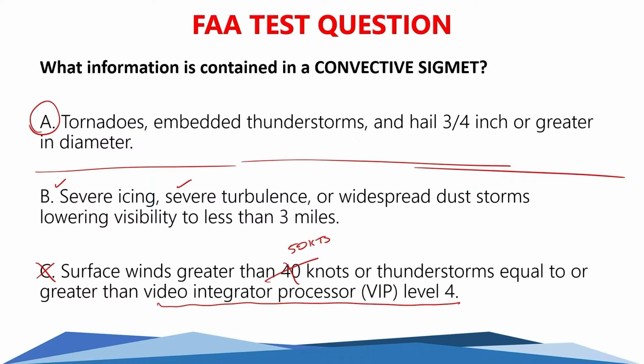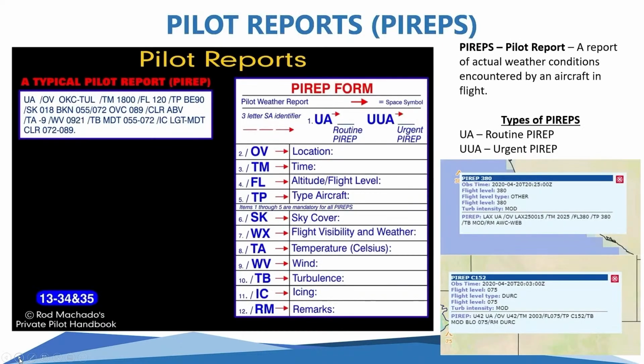Okay. All right. The last one that we're going to talk about with weather is your PIREPs, or pilot reports. These are where a pilot is going to report the actual weather conditions they're encountering in flight. There are two different types of pilot reports: a UA, which is a routine PIREP, and a UUA, which is an urgent PIREP. You don't get to tell the ATC which one it is. They determine it based upon whatever report you provide to them.